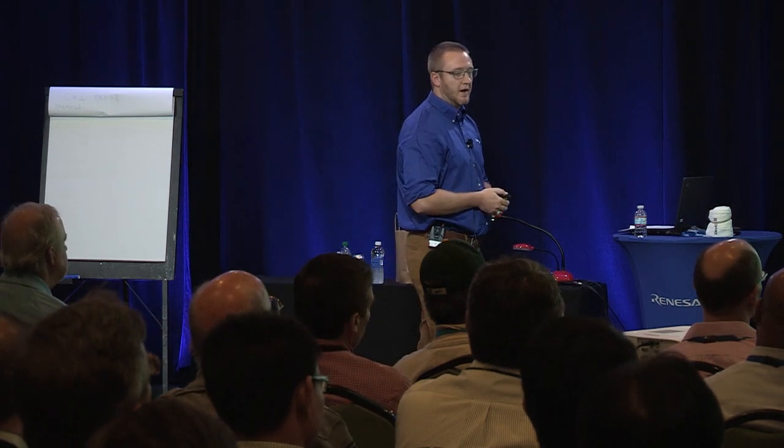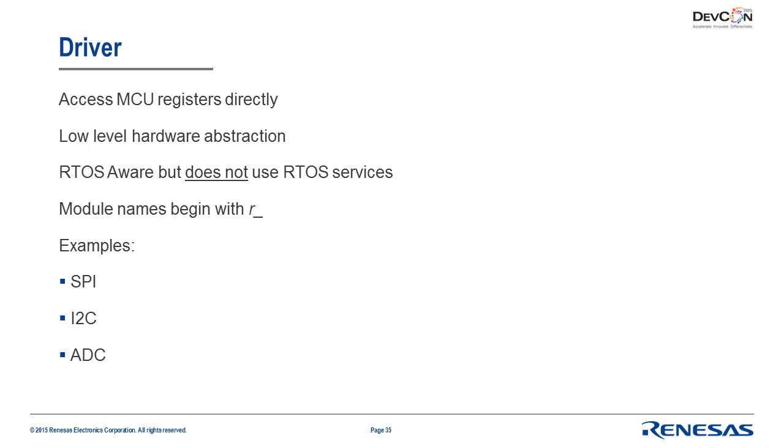Let's move up to the driver layer. These access the MCU registers directly. And it provides a low level of hardware abstraction, not much more than what the peripheral offers. They are RTOS aware, but they do not use RTOS services. This means that they can be used in a project with RTOS or without. And they're easy to notice because all of their names begin with R_. And examples include, we've been talking about them already, SPI, I2C, or ADC.